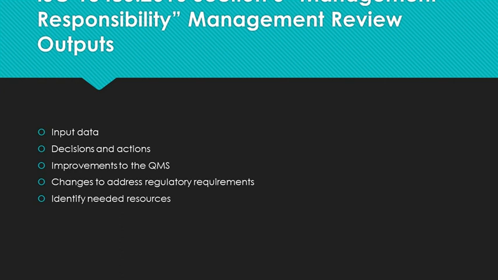If in all of this reporting you find out you aren't doing what you expected, then what are the plans and the improvements that you're going to make so that you do meet what your expectations are? The output also must include changes to address changes in regulatory requirements. And it must identify any needed resources.